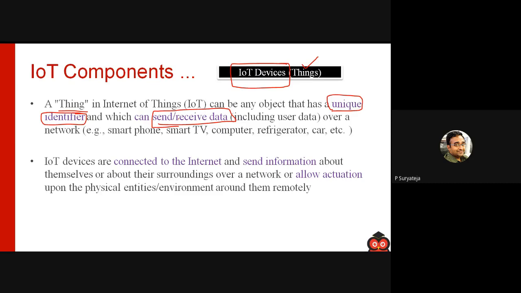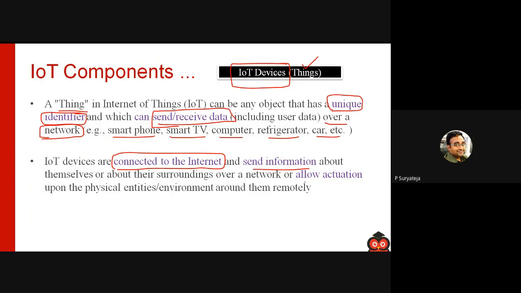It will have a unique identity using which we can recognize that thing, and also that thing can send and receive data, of course, over a network. So this is the communication channel. Generally, this network will be the internet. So some examples of things: smartphone, smart TV, computer, refrigerator, car, etc. And like I told you just now, these things are connected to the internet for sending information and receiving information also.